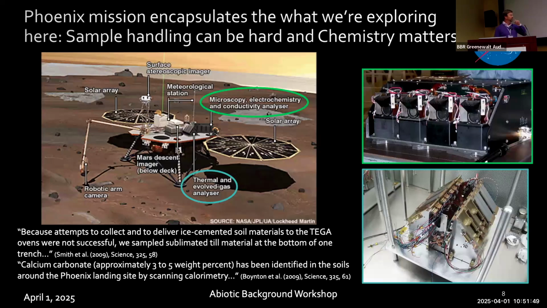And so TEGA was a really cool instrument. It's in the bottom right there. It was a combination of differential scanning calorimetry coupled to a mass spectrometer, so you could see the phase changes in minerals or solids, and then also analyze the volatiles as they came off.